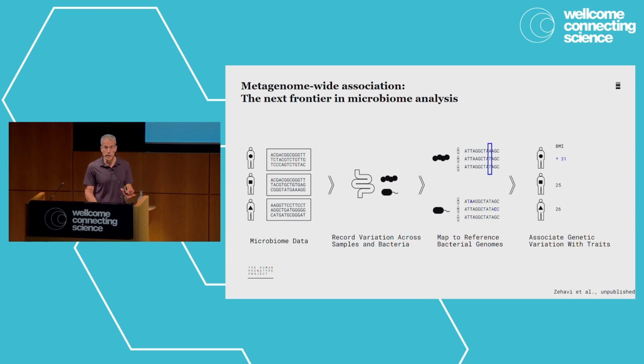There are various technical adaptations that we need to do because, unlike the human genome where we have two copies of each chromosome, so we can have 0, 1, or 2 of the major alleles, here we can actually have multiple alleles, we can have multiple strains. There are many issues with mapping short reads to bacterial genomes, so a lot of technical adaptations had to happen to go from GWAS to MWAS, but the principal idea is very similar. We associate genetic variation at the single nucleotide level in bacterial genomes with human traits.